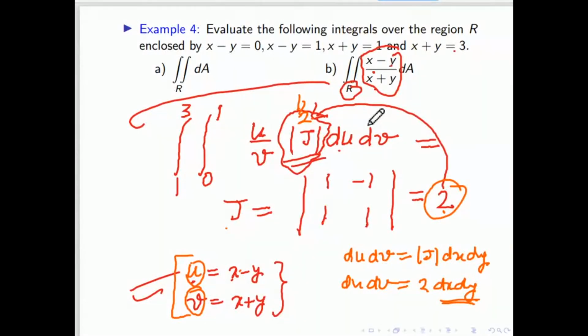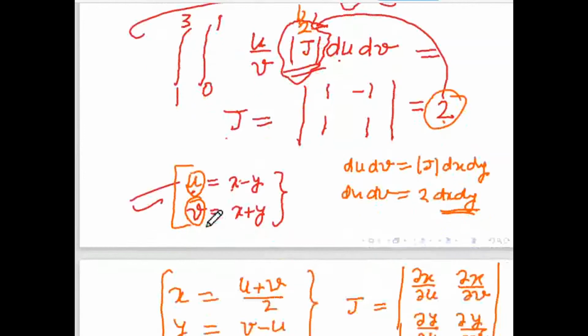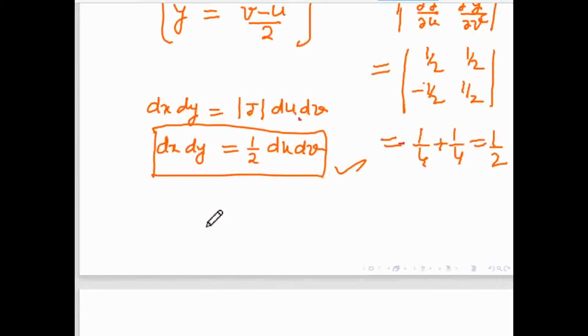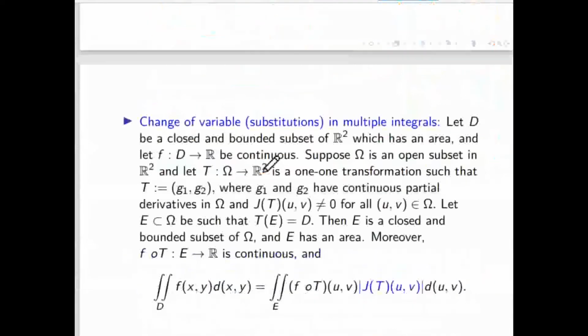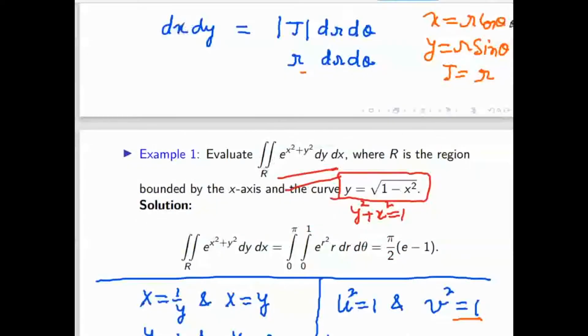Yes, sir. You have to take 2 or 1 by 2, it depends on from which domain to which domain you are making this substitution or transformation. Because the Jacobian is non-zero, you can divide like 1 by 2, and that result is always true. Here we are from xy, that's why we are directly multiplying by the Jacobian from xy to r theta, x equal to r cos theta, y equal to r sin theta. So that's why we are writing directly mod J.